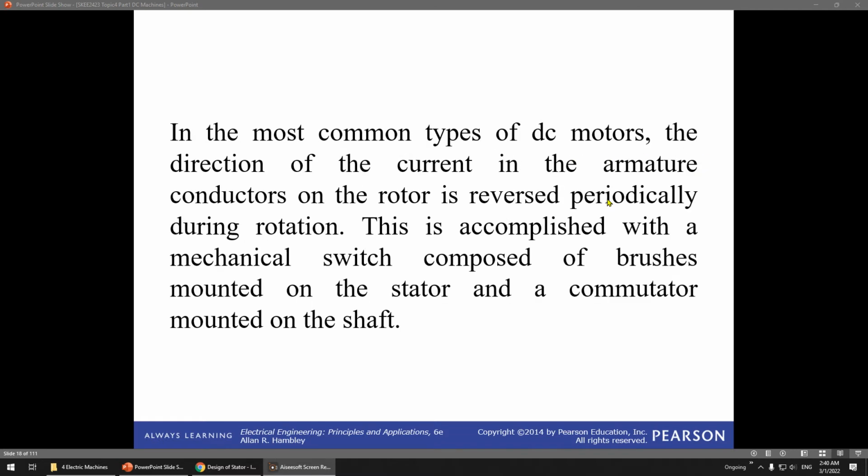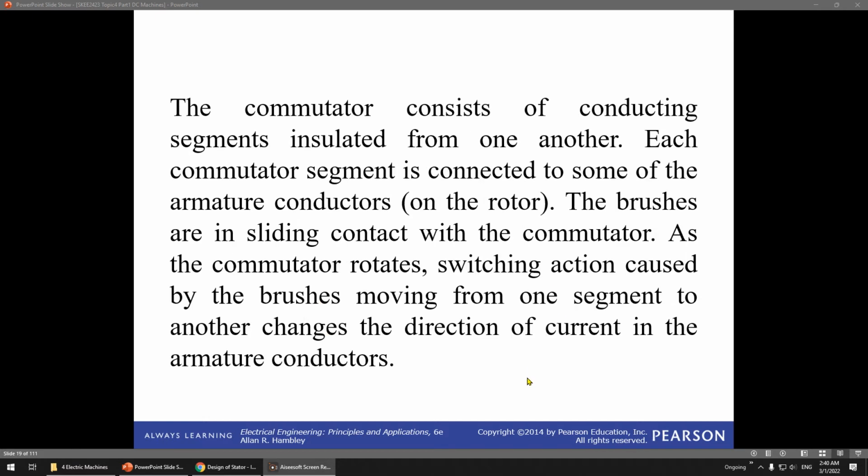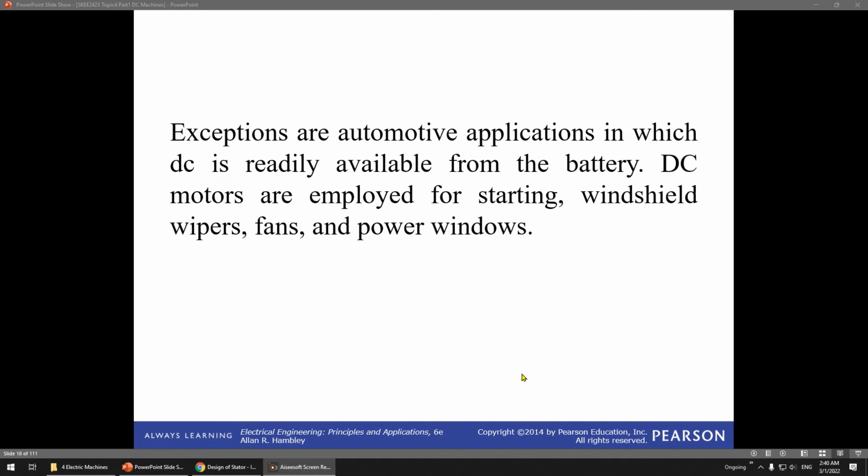In the most common types of DC motor, the direction of the current in the armature conductors on the rotor is reversed periodically during rotation. This is accomplished with a mechanical switch composed of brushes mounted on the stator and the commutator mounted on the shaft. There is no picture, so let me search for a picture first.